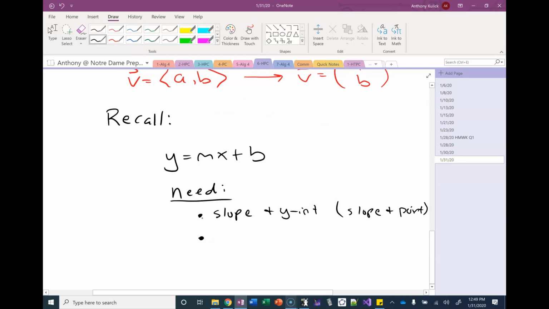and asked you to write the equation for a line? 2 points. Very good. So the same is going to be true when we start writing a vector equation for a line. We're either going to need the slope and a point, or we're going to need 2 points.